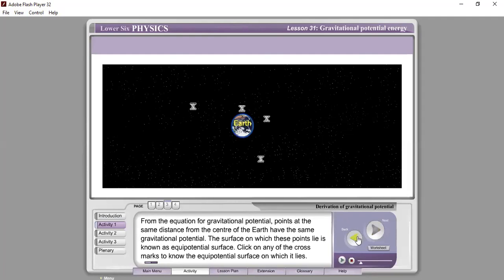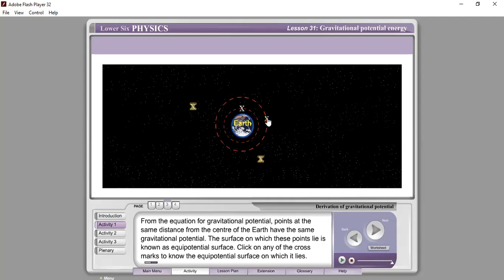From the equation for gravitational potential, points at the same distance from the center of the Earth have the same gravitational potential. The surface on which these points lie is known as the equipotential surface. Click on any of the cross marks to know the equipotential surface on which it lies.